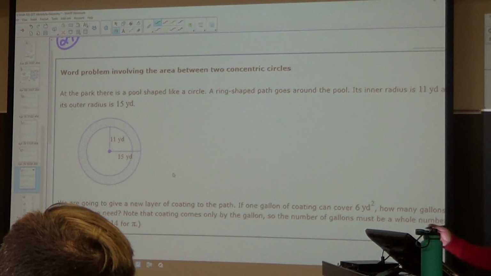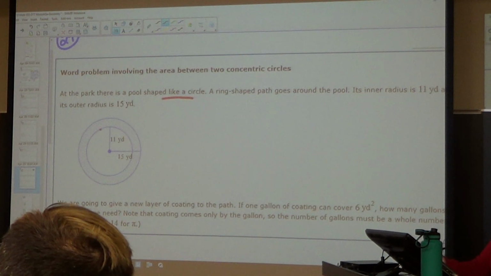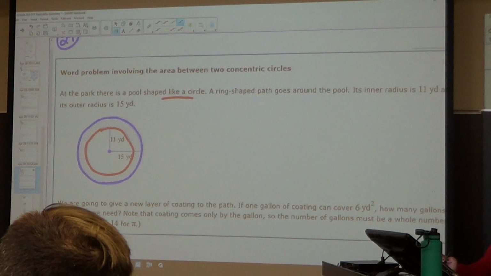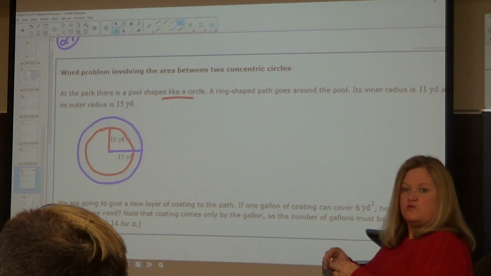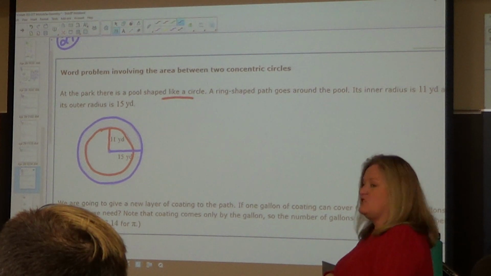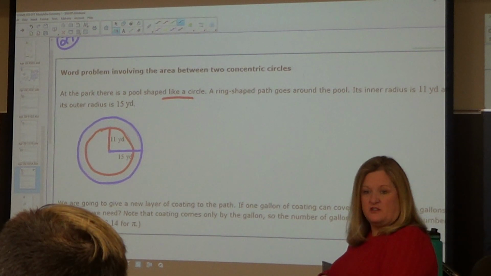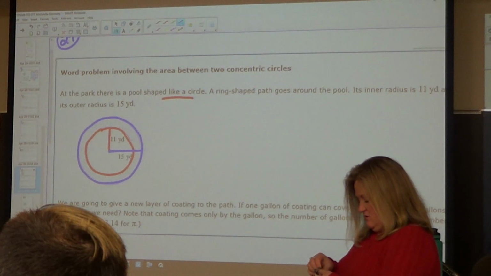All right. At the park, there is a pool that is shaped like a circle. So here's our pool, y'all. There's our pool. And a ring-shaped path goes around the pool. These are just the radiuses. This is the radius for that pool, and this is the radius for that pool. So my two shapes are actually circles. I have a big circle and I have a little circle, and they just happen to give you the radius on the picture.